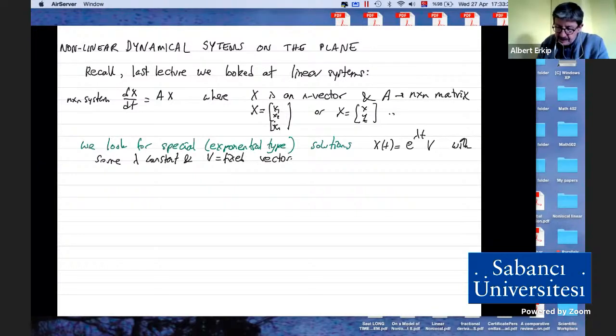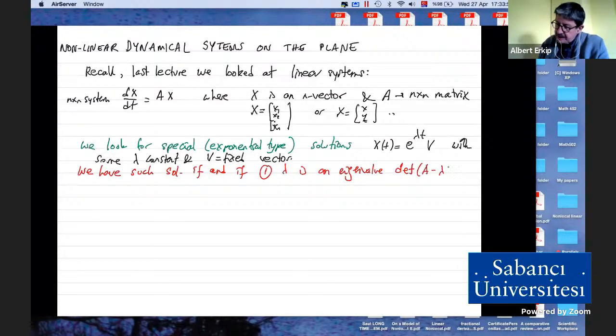And we found that we have such solutions if and only if, one, lambda is an eigenvalue, and that really meant that determinant of A minus lambda I was equal to 0. This is linear algebra. And two, v, different from 0, is a corresponding eigenvector, which says that Av is lambda v. Okay, when you put it in, we get that.